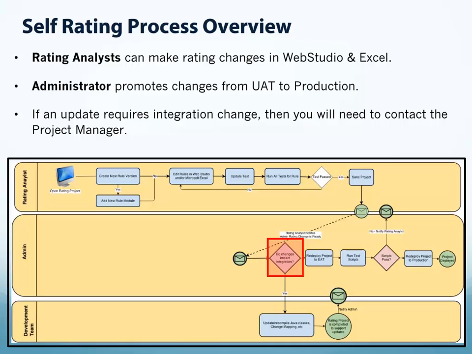Then that admin will see if the changes impact integration, as there might be some more work that needs to be done if there were impacts to the integration, which varies from project to project. Then they're going to redeploy the project in the QA UAT environment. They're going to run their test scripts, and if it passes, then they can move on to promoting that same environment to a production environment. If it fails, they need to notify the rating analyst, because maybe there's some change that needs to happen.